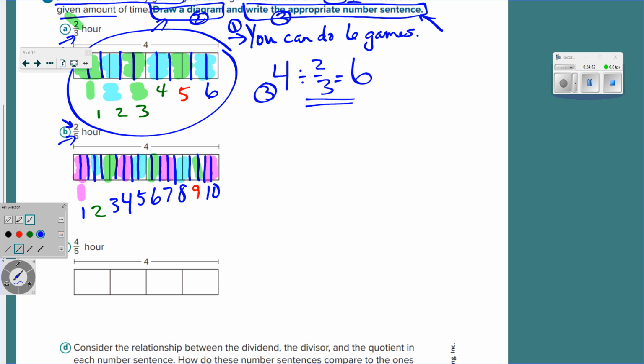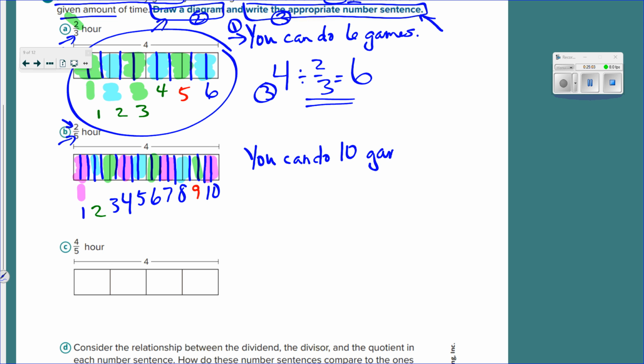So you can do how many games? Yes. 10 games. And my number sentence is 4 divided by 2/5 equals 10.